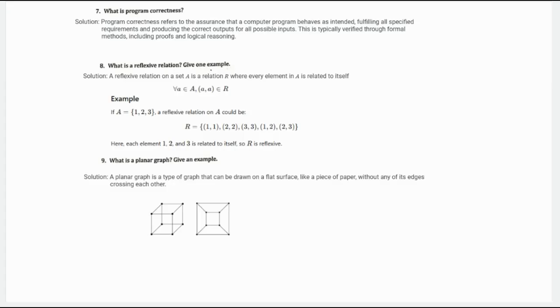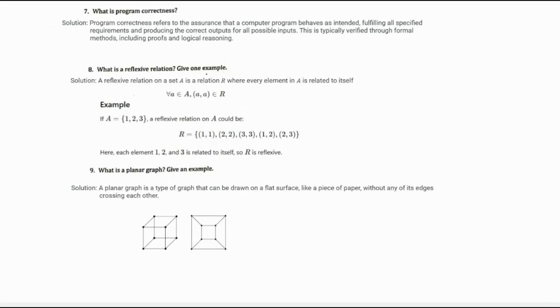Then moving on with the next question, what is meant by program correctness? Program correctness refers to the assurance that the program behaves as intended, fulfilling all specific requirements and producing the correct output for all possible inputs. So we have different methods. First is called formal method. Second is inclusive, including proofs and logical reasoning. By using these three methods, we can find the program correctness.